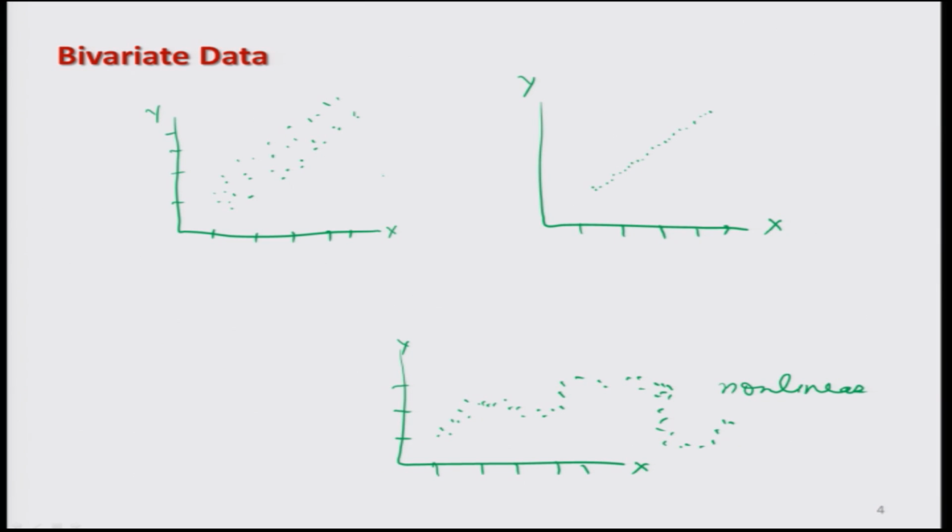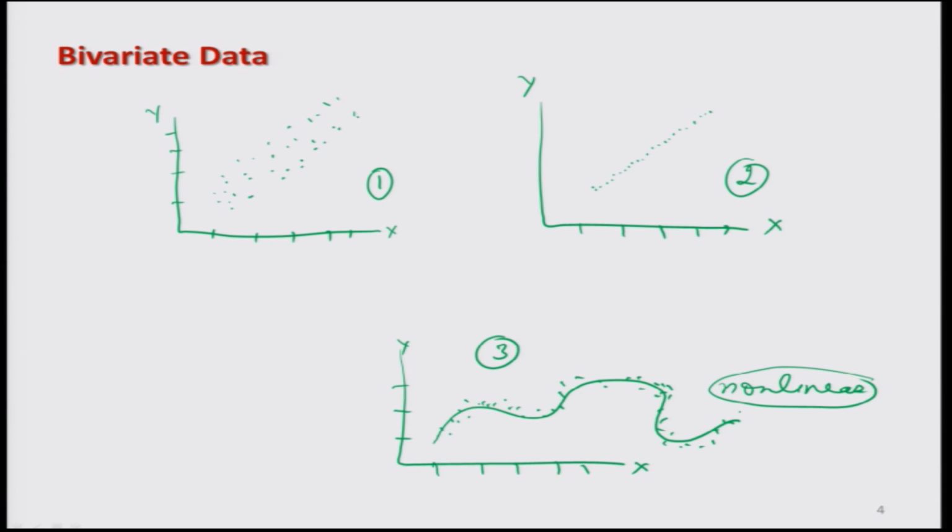Let me call this figure number 1, this is figure number 2, and this is my figure number 3. So now, what do you really observe between figures 1, 2 and 3? It is clear that 3 is non-linear. That means the trend in the data is showing that there can be a non-linear relationship.